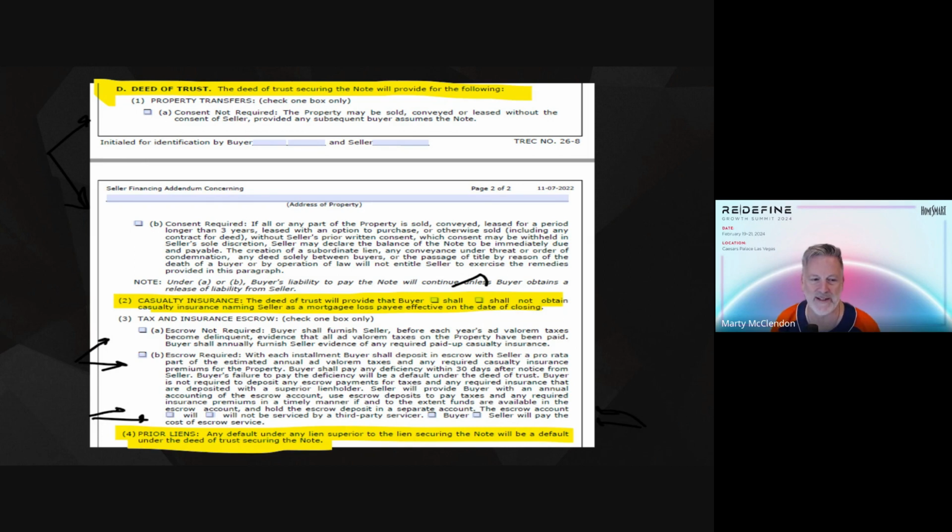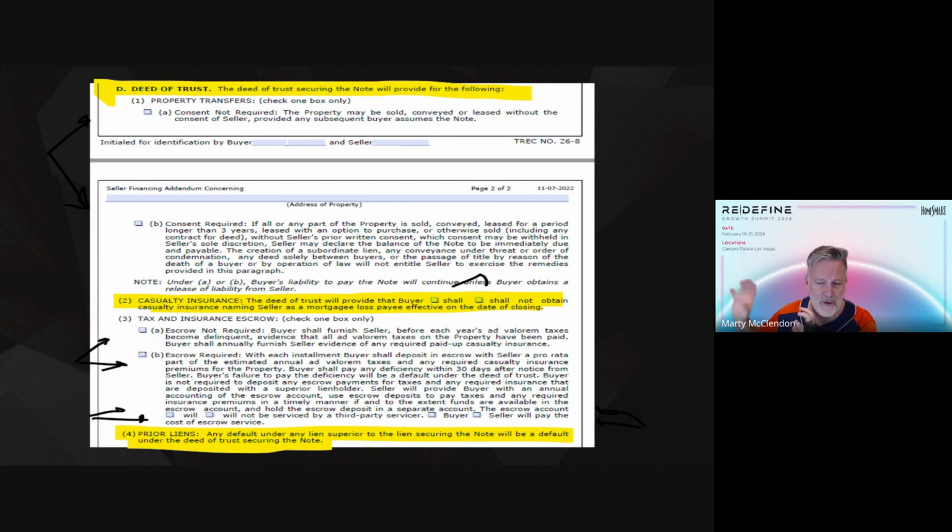Then you go into 3 and said, all right, now we have options. We have to check A or B, and there's more options. So A says escrow not required. Buyer shall furnish seller before each year's ad valorem taxes become delinquent, evidence that all taxes are paid. So basically, A is buyer's only paying in principal and interest to the seller.